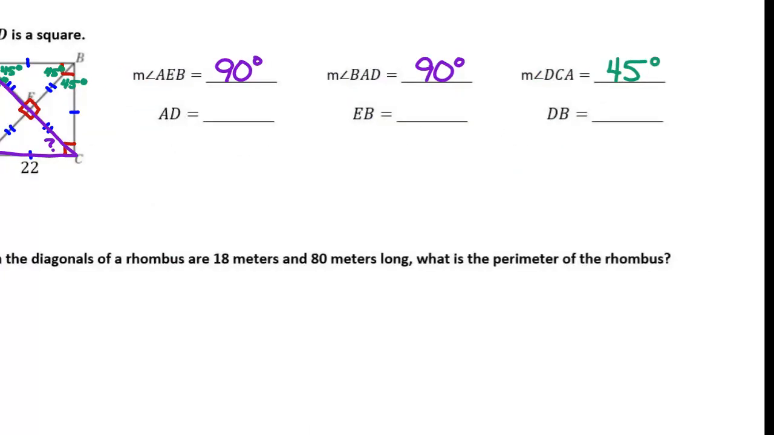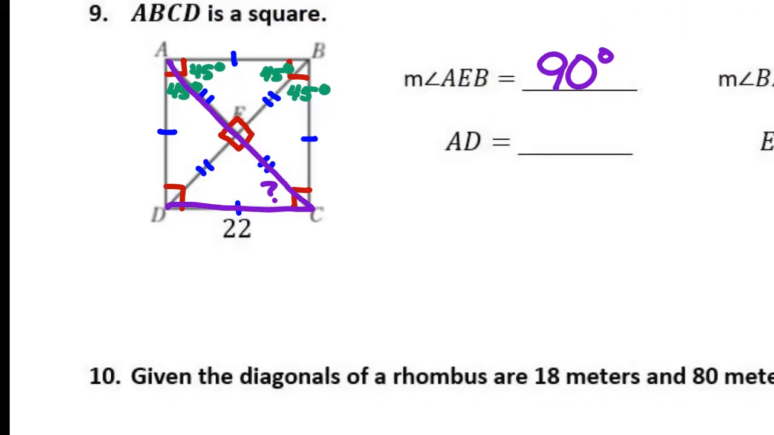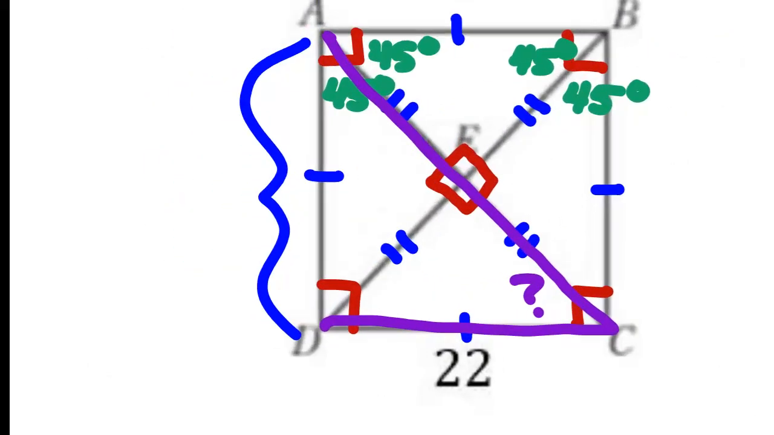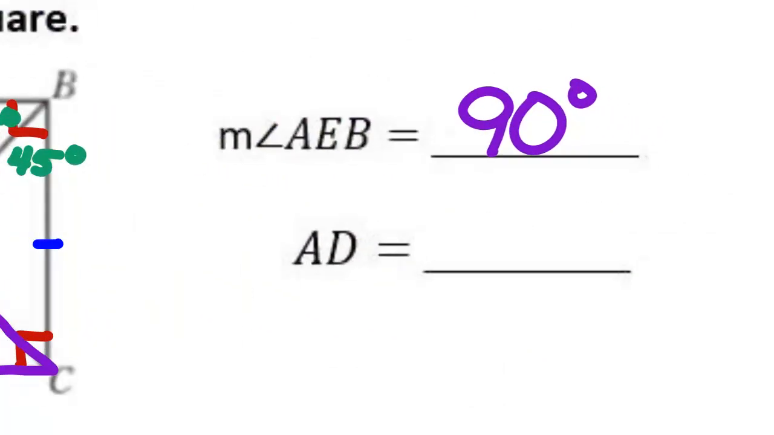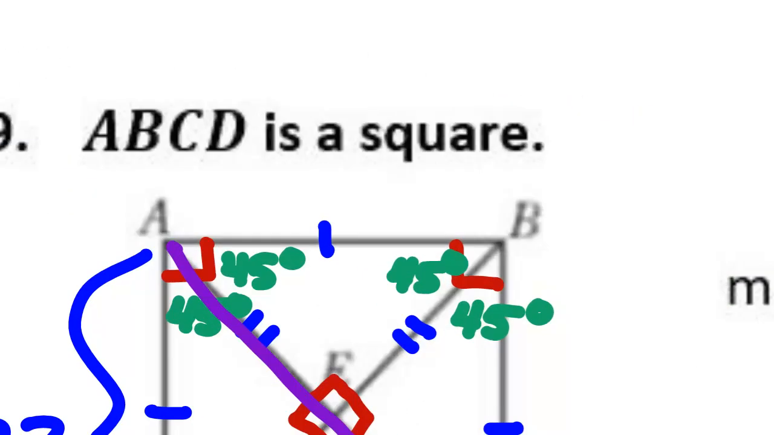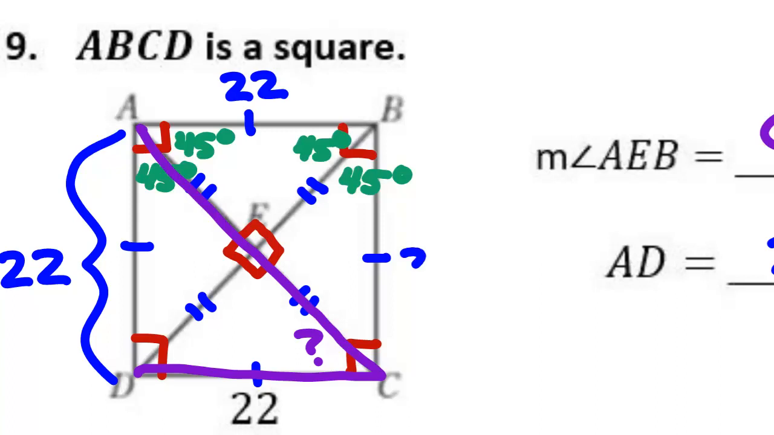All right, leaving angles behind now and looking at sides. How big is side AD? 22. That tells me on the bottom of the square that DC is 22, so that means that AD is 22. AB would be 22, and BC is also 22.